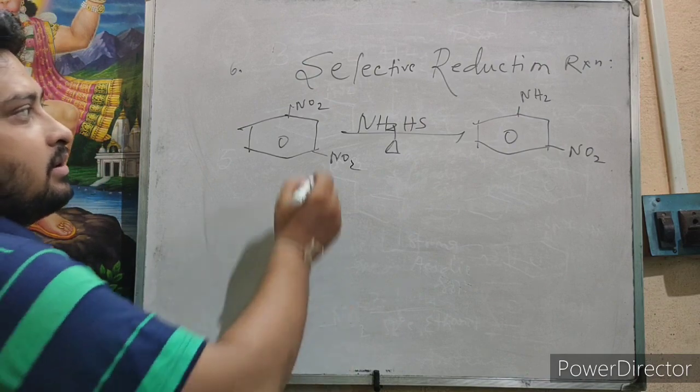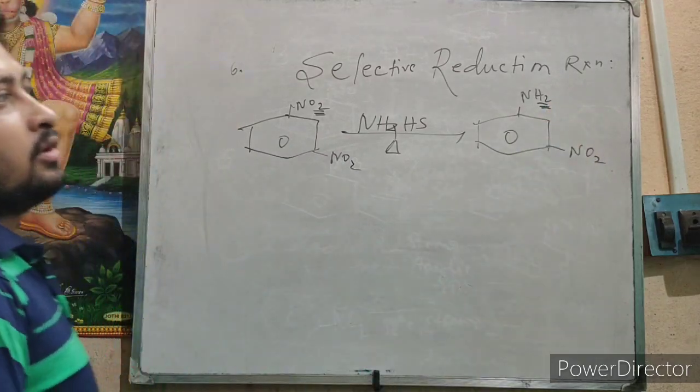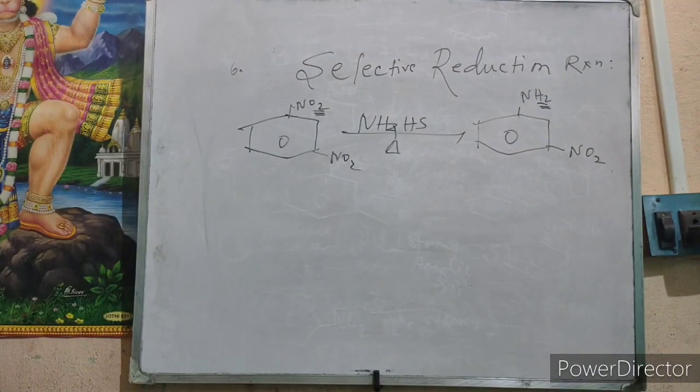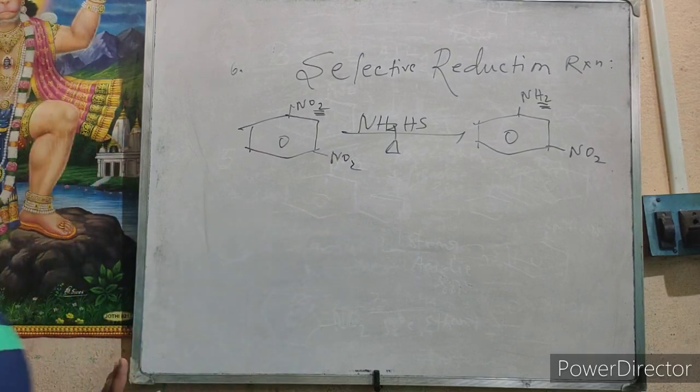This is a very selective reagent. This O2 is removed and H2 is added. So this is a reduction reaction. We know it: when oxygen is removed, it is called a reduction reaction. Okay.